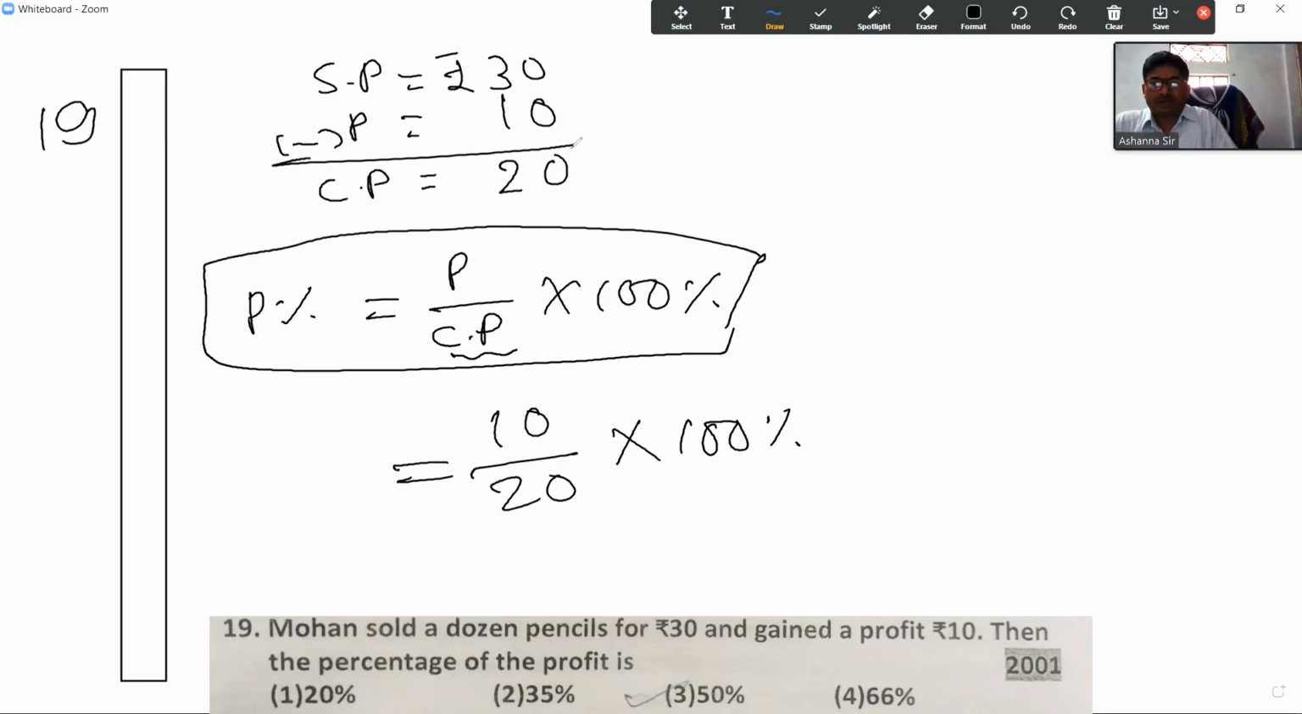By observing only we can get the percentage of profit. Here profit is 10 rupees, cost price is 20 rupees. The profit is half, 10 is half of this 20. So 50% profit. We can get that 50% by calculating also. The zeros get cancelled. 2 ones are 2, 2 fives are 10, 50%. 50% is the profit percentage. Option 3.